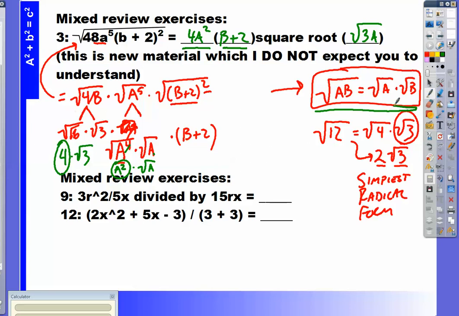It's only a one rule problem, which is kind of nice. And the rules of radicals are very similar to the rules of exponents. But again, we will get to them.